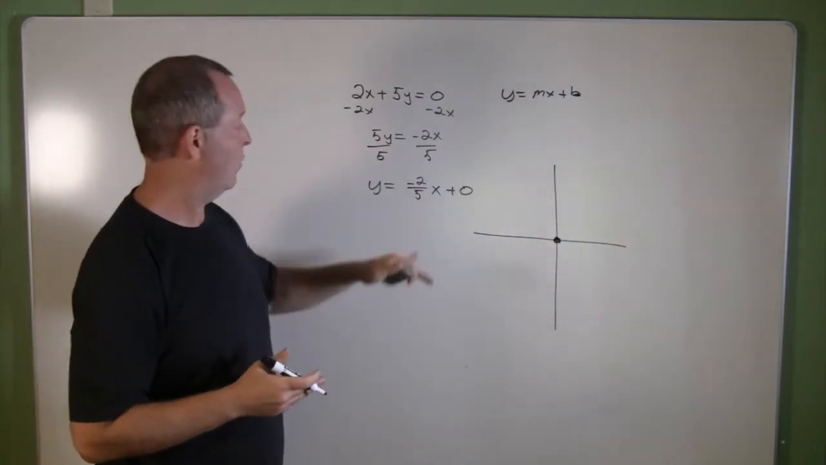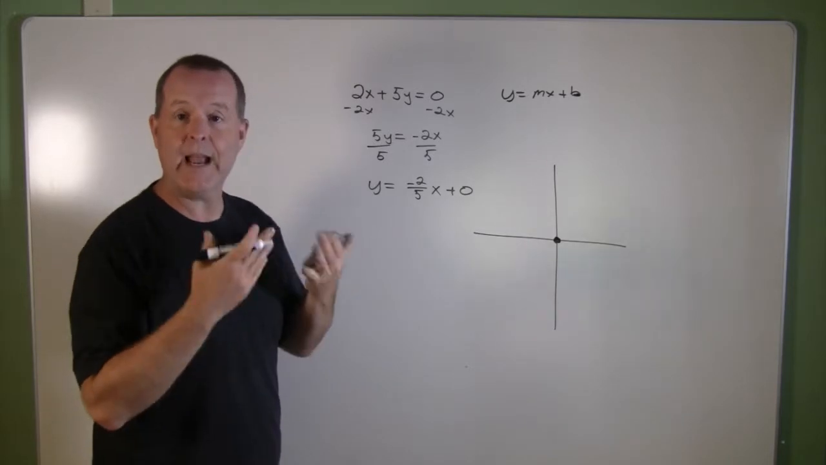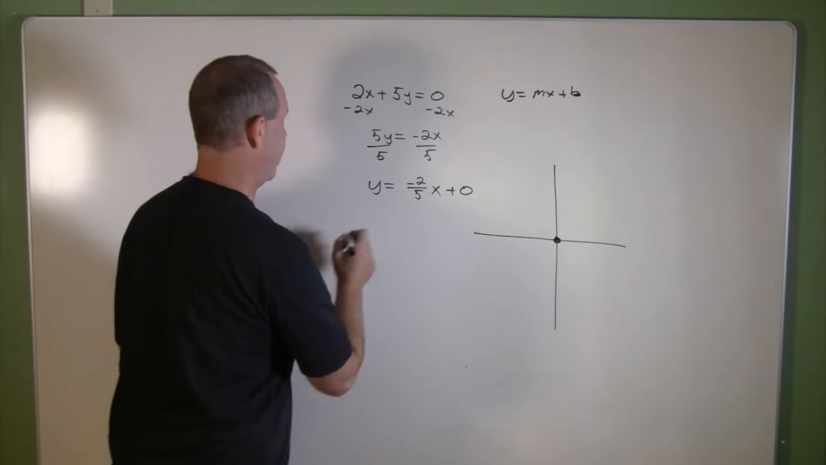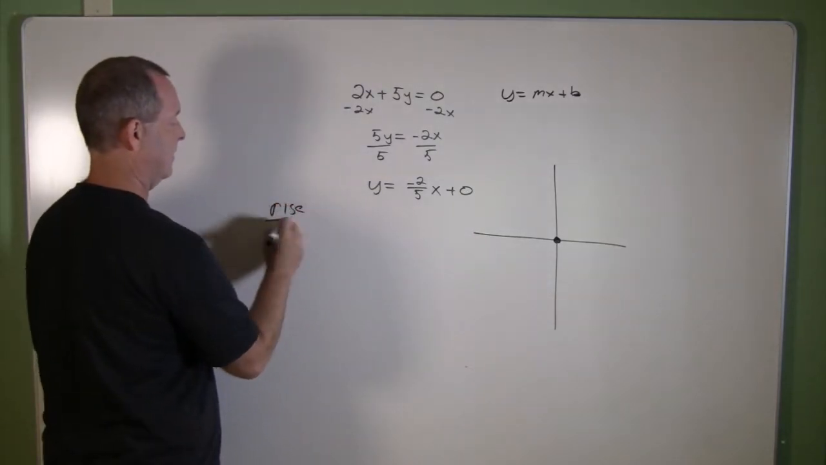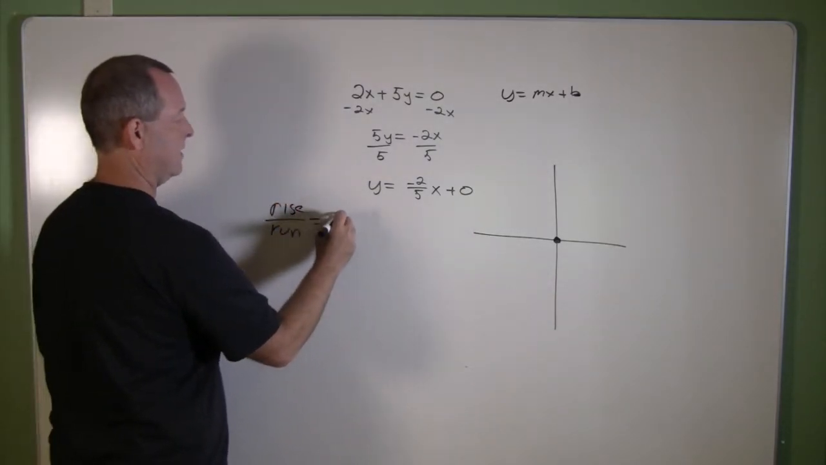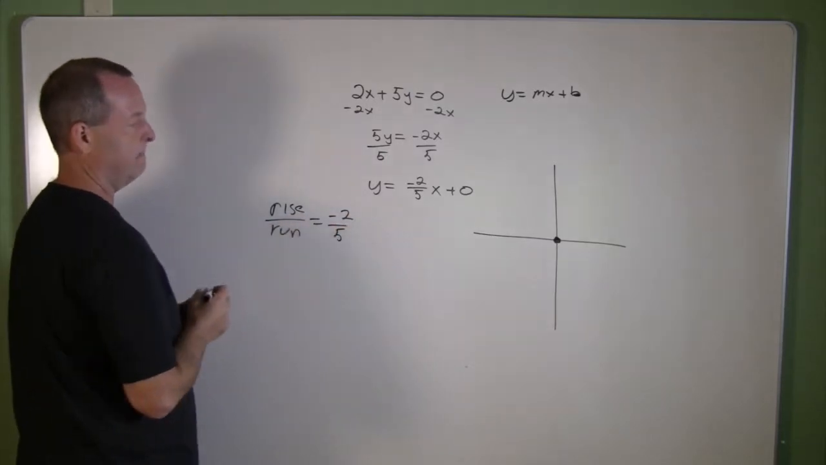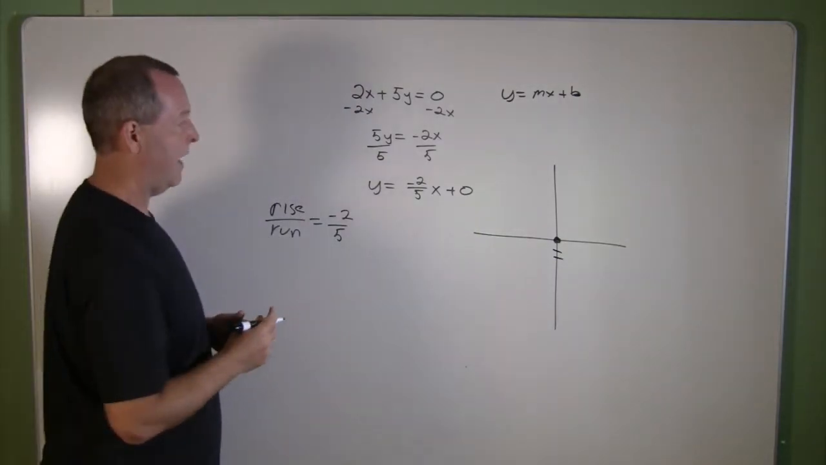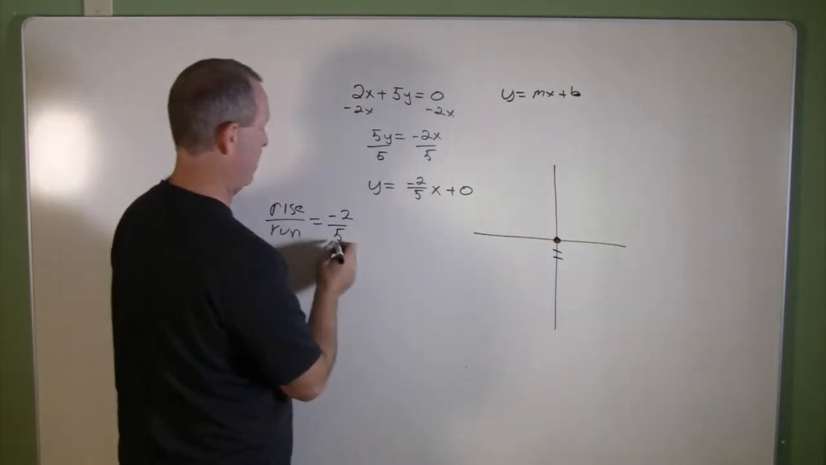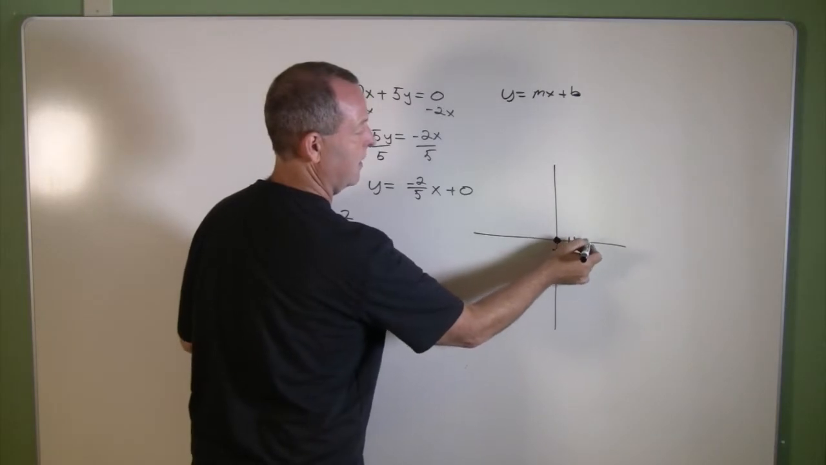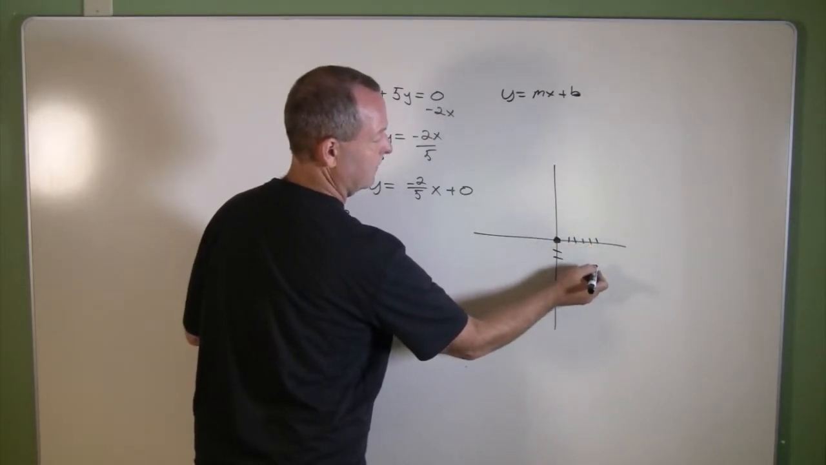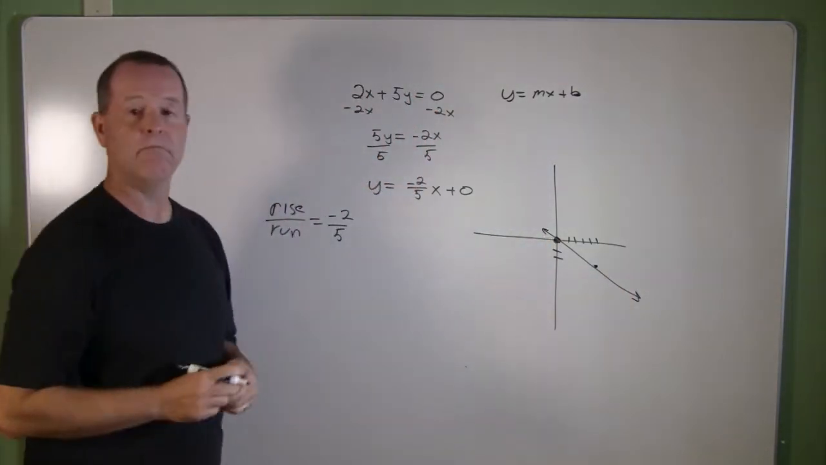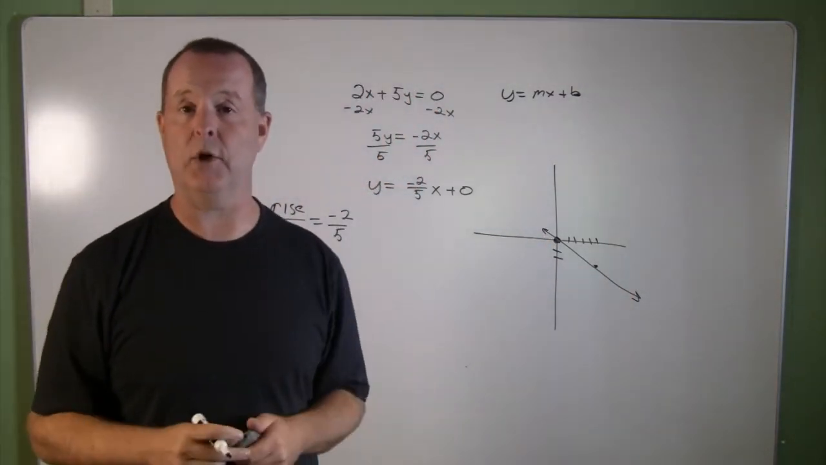Its slope, which is negative 2 over 5, tells me how to find another point. So from this point, I'm going to go my rise over my run. Rise over run, in this case, is a negative 2 over a 5. Tells me to go down 2 and over 5. Over in a positive 5 direction. 1, 2, 3, 4, 5. And there I go. I found 2 points. 2 points determines a line.